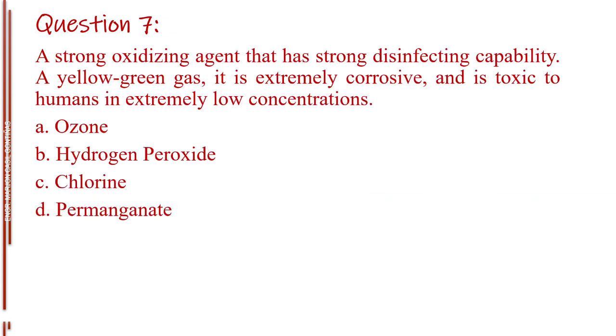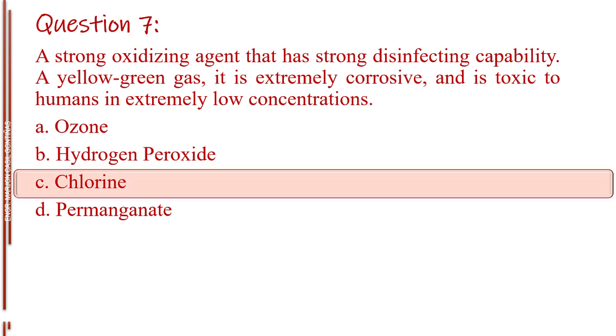Question number 7. A strong oxidizing agent that has strong disinfecting capability. A yellow-green gas, it is extremely corrosive, and is toxic to humans in extremely low concentrations. Letter A, ozone. Letter B, hydrogen peroxide. Letter C, chlorine. Letter D, permanganate. The answer is letter C, chlorine.